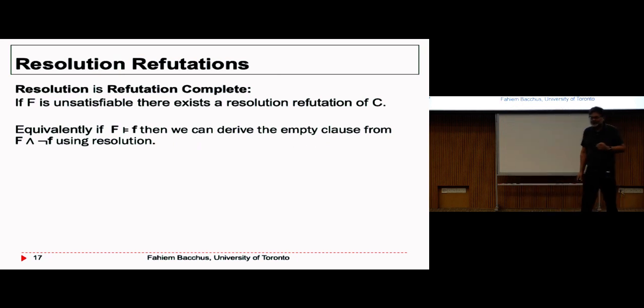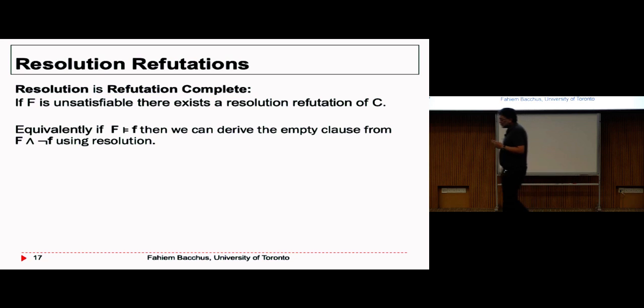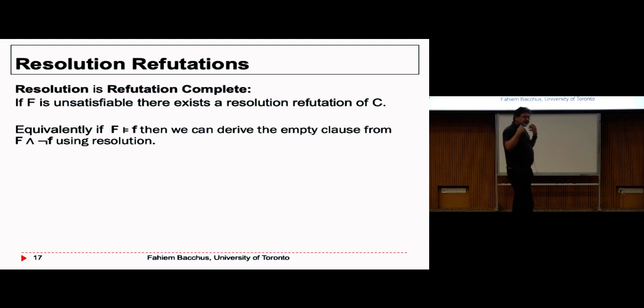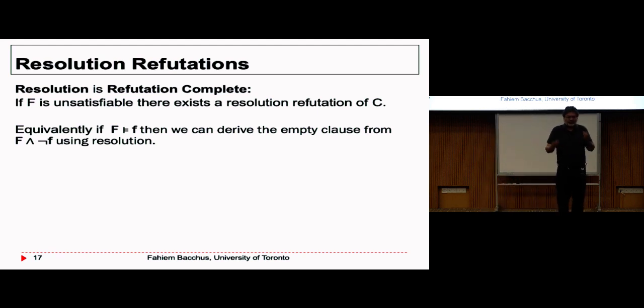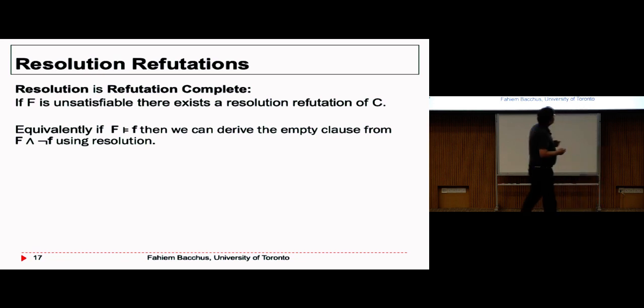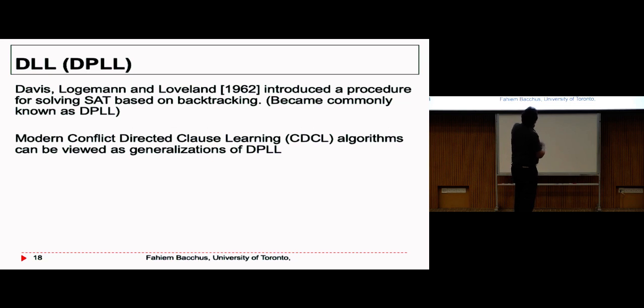It's not complete in the standard way. In other words, there are clauses that follow from F that you cannot produce by resolution. However, if you take the negation of that clause and you add it to F, you will also always produce a refutation. In other words, for any logical consequence, if F implies little f, and you negate little f and add it to F, you can produce a contradiction. So it's complete in that way.